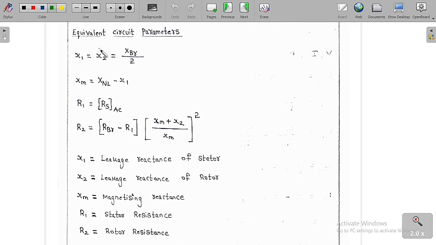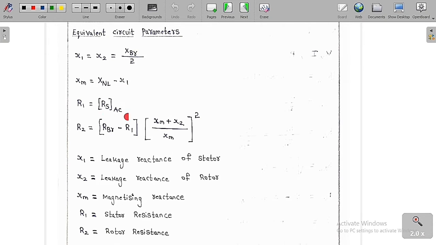So now the equivalent circuit parameters. From the no-load test we are going to figure out the shunt branch parameters, and from the blocked rotor test we are going to find the series branch parameters. So now we will see each and everything. Listen carefully. X1 is always equal to X2 is equal to XBR by 2. Both X1 and X2 are equal to XBR by 2, and Xm is always equal to XNL minus X1. The XNL value we have just solved from the no-load test, so we have to subtract X1.